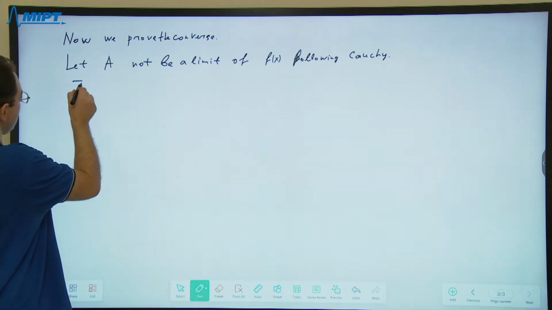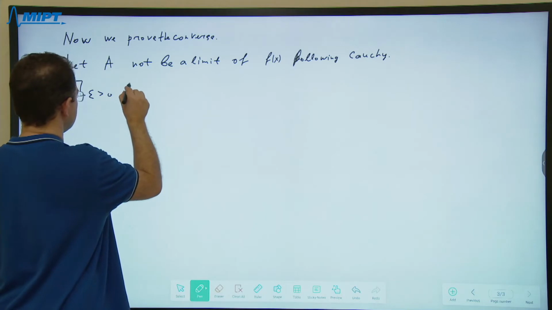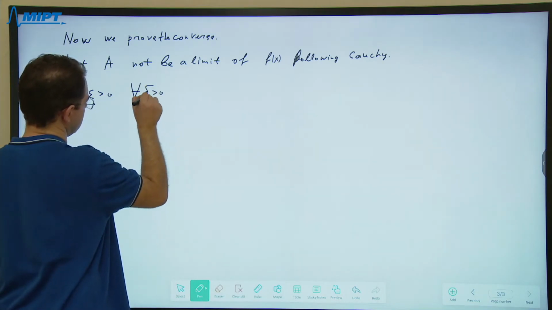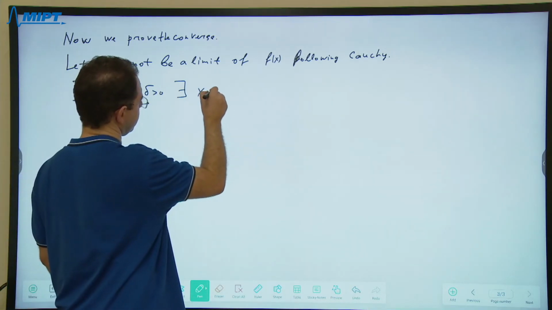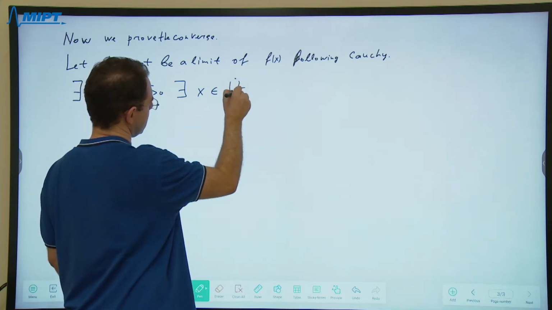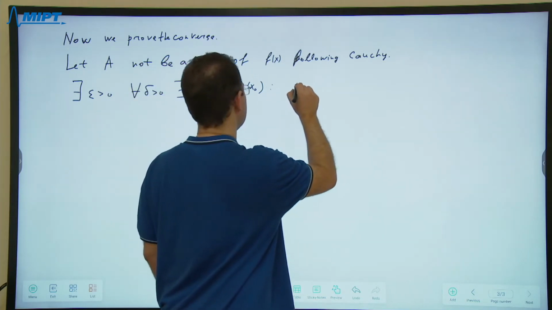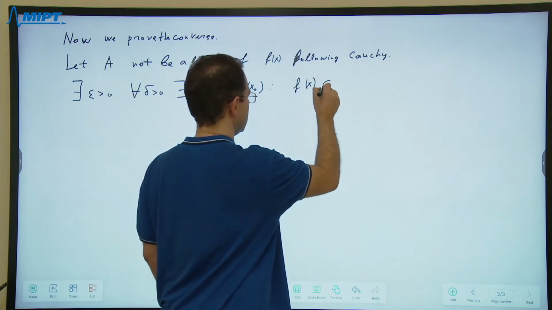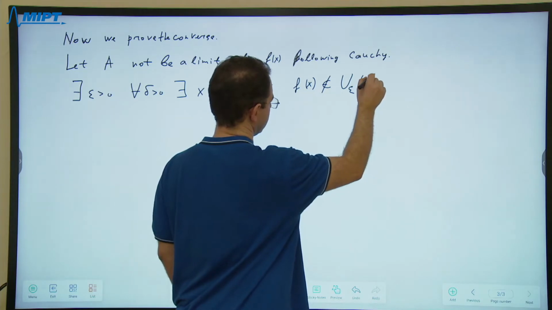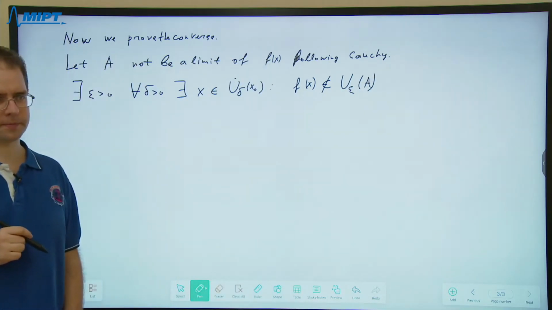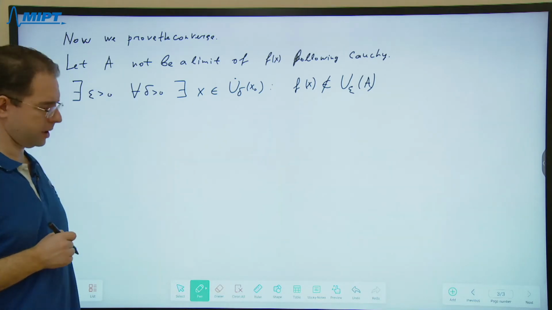So I'm writing down there exists epsilon greater than 0 such that for any delta greater than 0 there exists x from that deleted delta neighborhood of x0 such that f of x is not from epsilon neighborhood of A. So this is the negation of Cauchy's definition.